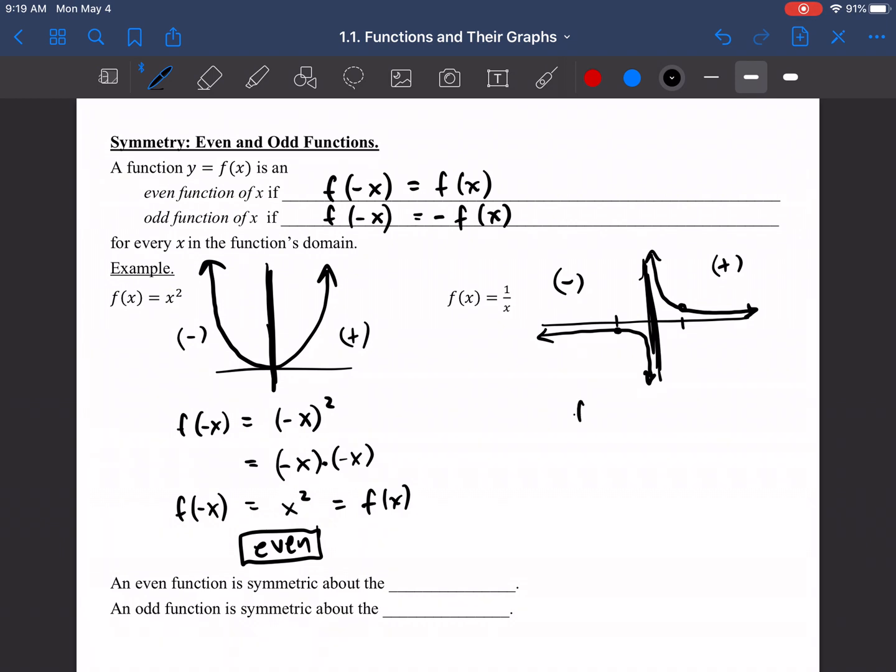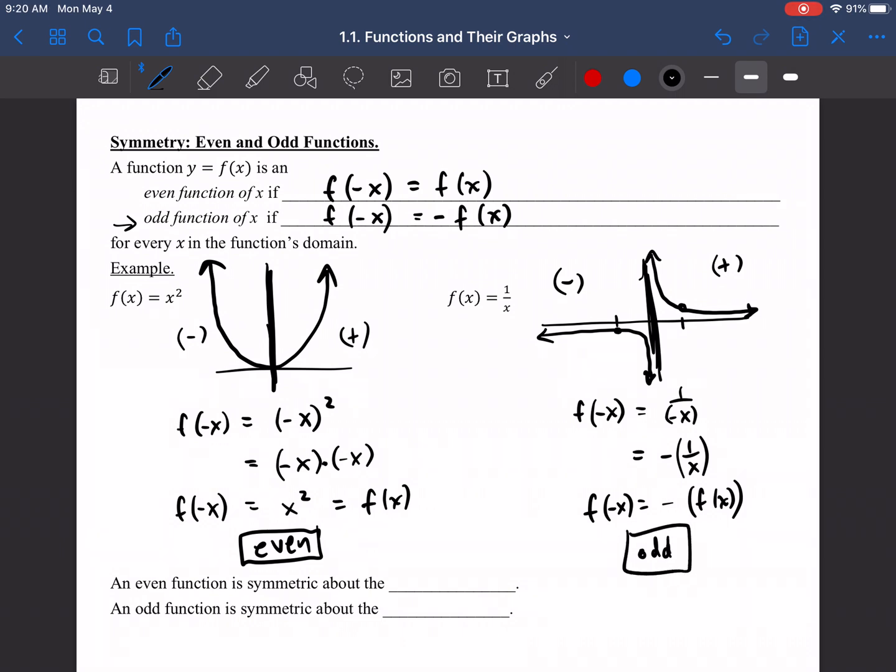So let's try this. We can do f of -x equals, and then we plug in 1 over -x. We can bring that negative out in front. We get -1 over x like that. And that just equals negative f of x, which is what our rule was for odd functions up here. And so this one is odd. And that's, again, the way you have to do it with just x plugged in there, not a specific number.